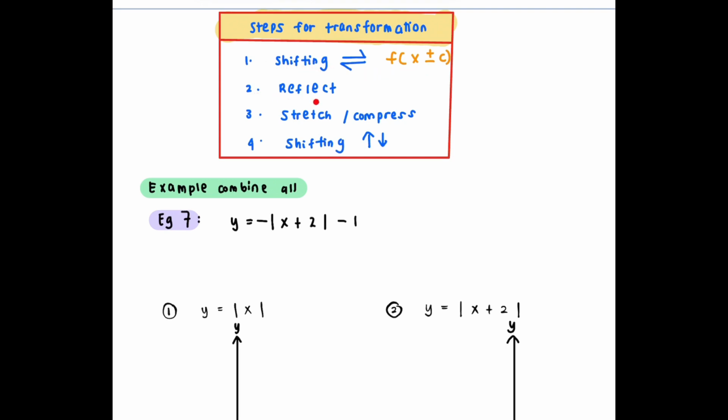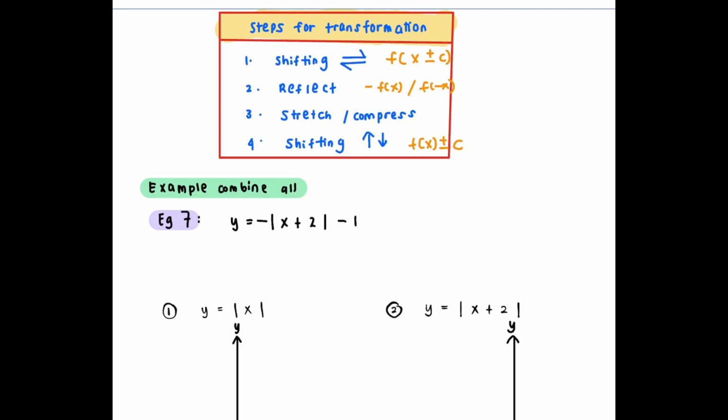The second method is reflection, where the negative is either outside the function or inside the function. Then the third one, which we will not cover yet, is stretch and compress. Okay, move to the last step, which is shifting vertically, either going upward or downward. So the function is f(x) plus or minus c, where the constant c is outside the function. Make sure this is your last method.